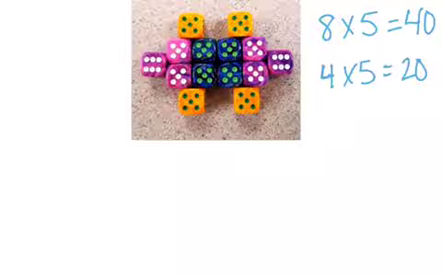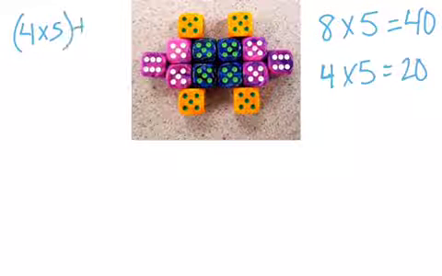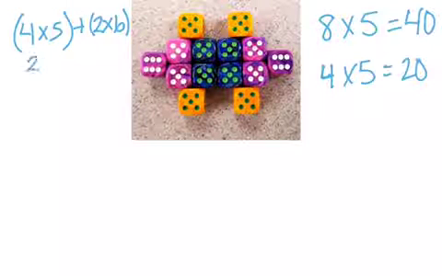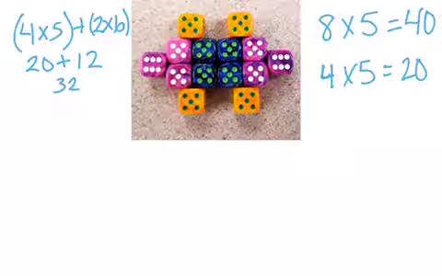What if you heard 32? Where would someone see 32 in this picture? If I'm looking at the purple dice, I see 4 groups of 5, and I see 2 groups of 6. I know that 4 groups of 5 is 20, and 2 groups of 6 is 12. 20 plus 12 is 32.